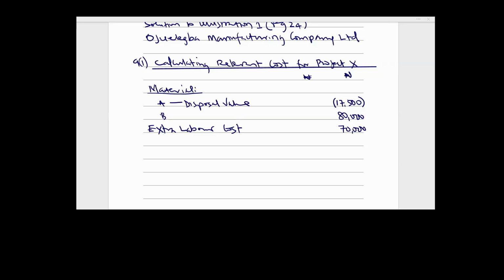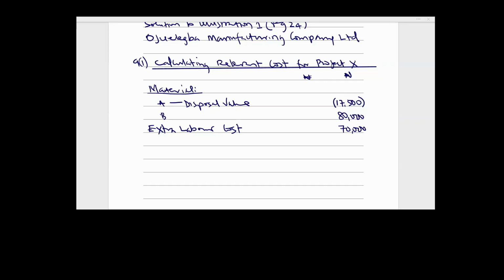It's irrelevant because it will be carried out by existing staff. Okay, it is irrelevant because it will be carried out by existing staff. Irrespective of the decision taken, it is irrelevant. Okay, so you are correct. So we are going to ignore the supervision cost of 20,000 naira. All right, so let's move on.